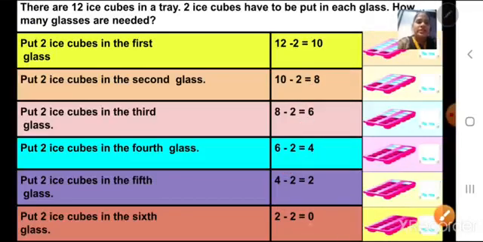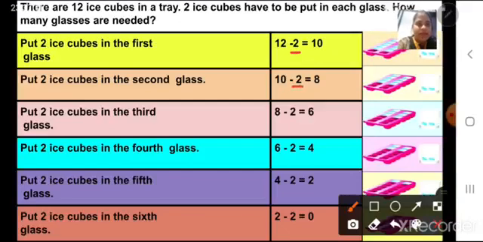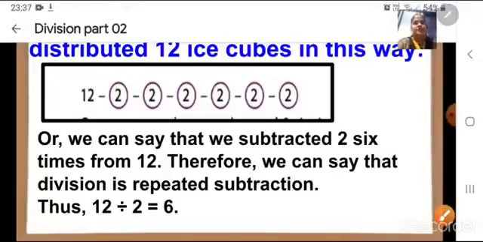See children, here you can say that number 2 is repeated. How many times is it repeated? Here, count 1, 2, 3, 4, 5, 6. 6 times it is repeated. And what answer did we get? We got 6. This is how division and subtraction are related to each other.